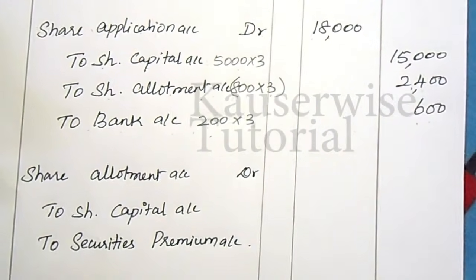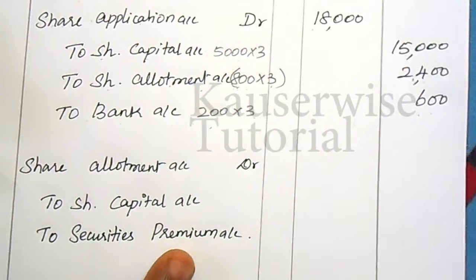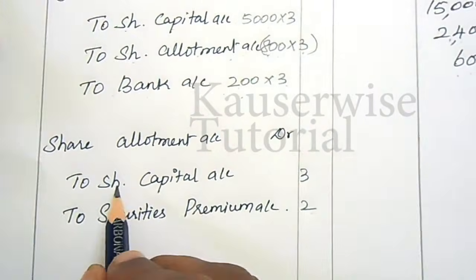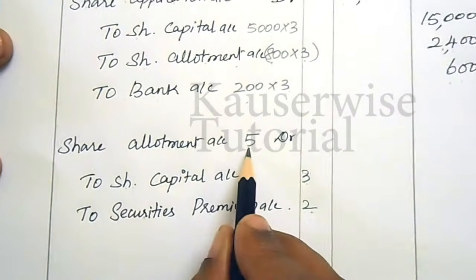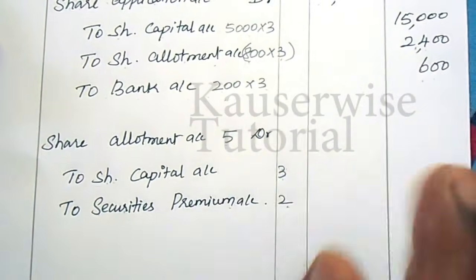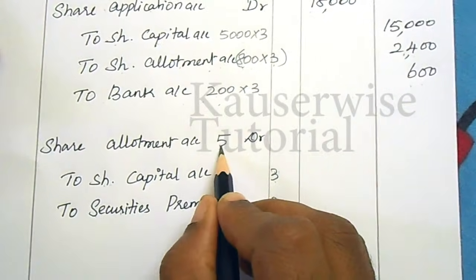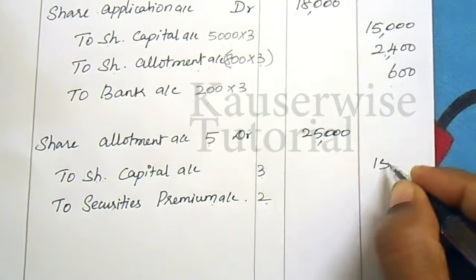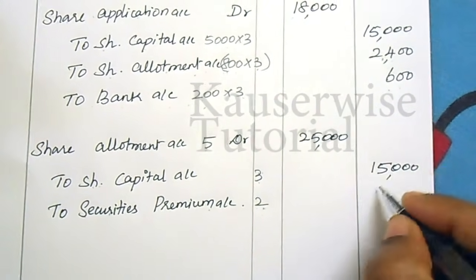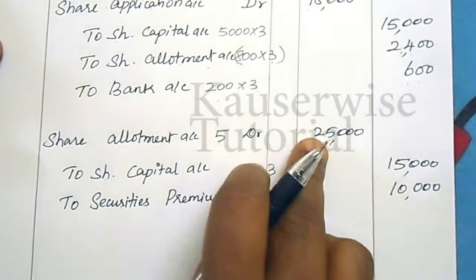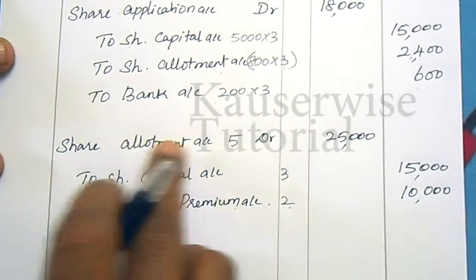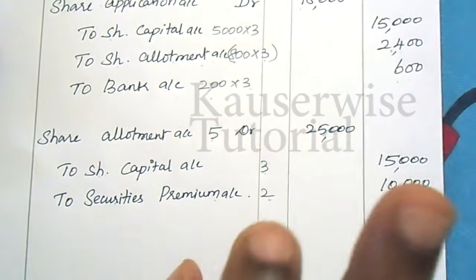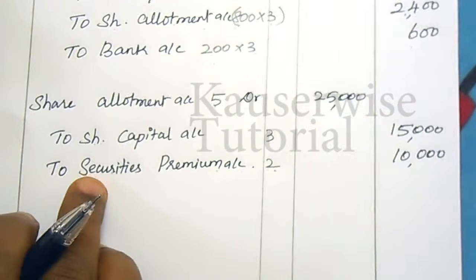But in this problem, there is an issue of shares at premium. That premium will be shown while we make the entry in allotment. Securities premium is 2 rupees and share allotment value is 3 rupees. Total 5 rupees. How many shares were allotted? Totally 5,000 only. So 5,000 into 5, 25,000. 5,000 into 3, 15,000 and 5,000 into 2, 10,000. Total 25,000. So the due entry is share allotment account debit to share capital and securities premium. Total 25,000 due entry.